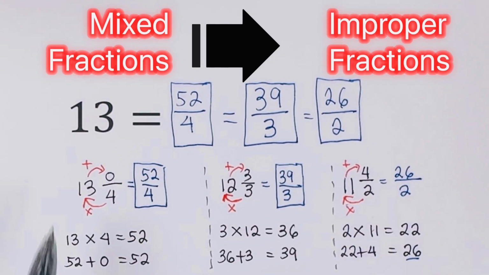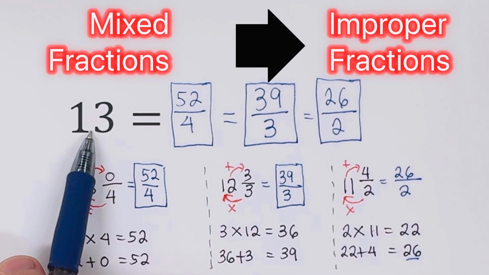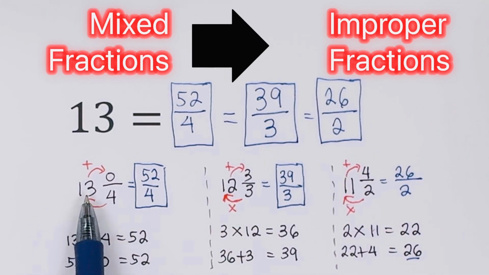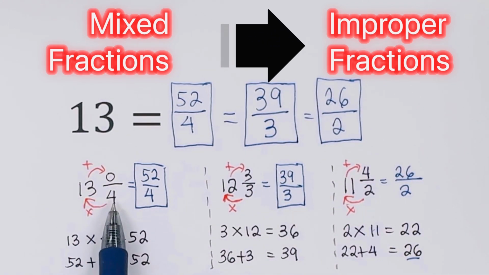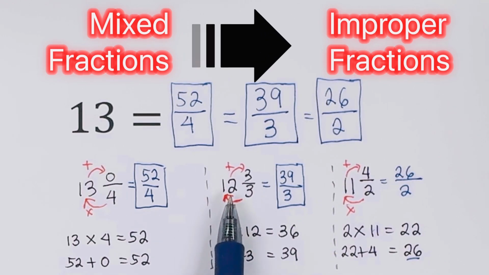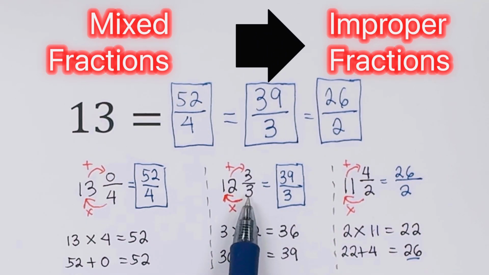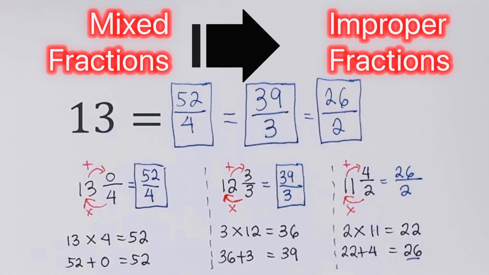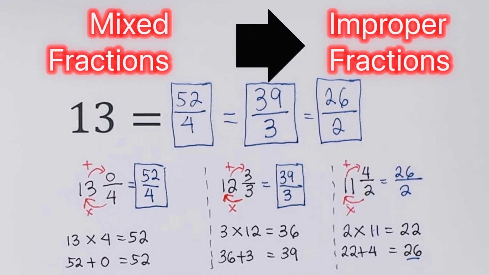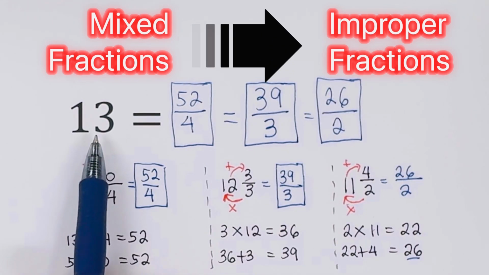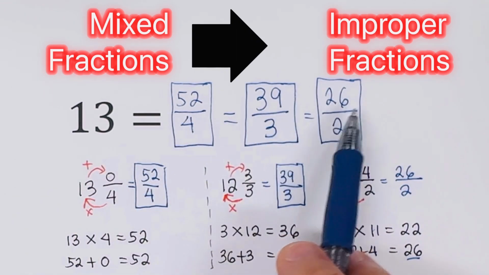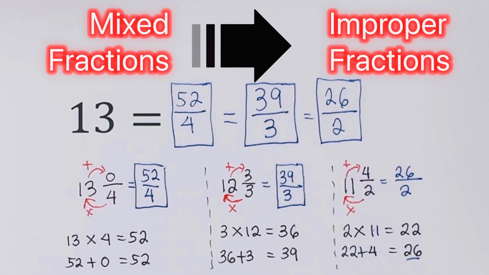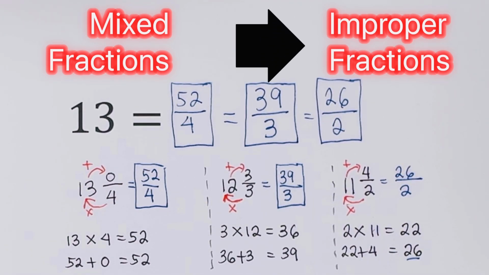So 13 as a whole number can be written as a mixed number in different forms. So that is 13 and 0 over 4. It can also be represented as 12 and 3/3, or it can be represented as 11 and 4/2. We can have an infinite number of mixed fractions that could represent 13 and an infinite number of improper fractions that could represent 13. So that is how we change mixed fraction to improper fraction.